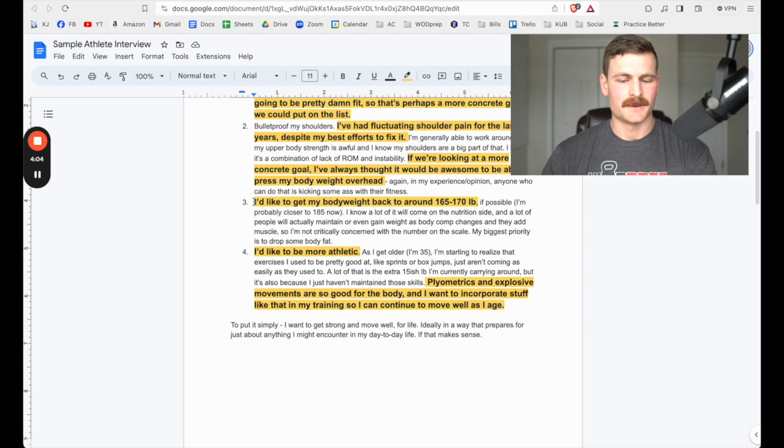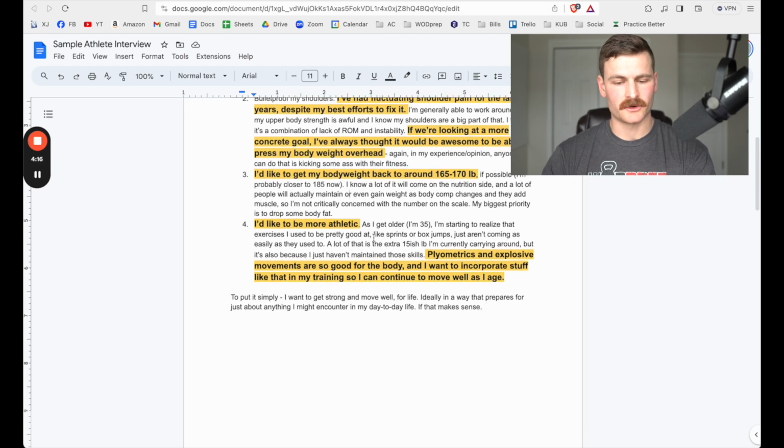Now, number 3, I'd like to get my body weight around 165 to 170 pounds, and he's currently at 185 pounds, which is totally reasonable. We can definitely write that down as far as goals and things that we want to tailor this program for.